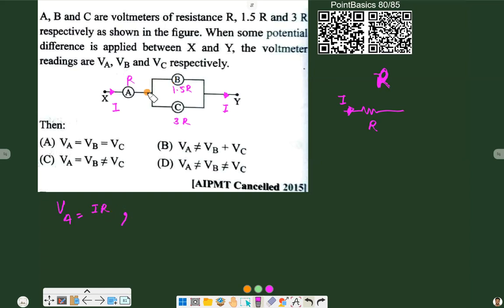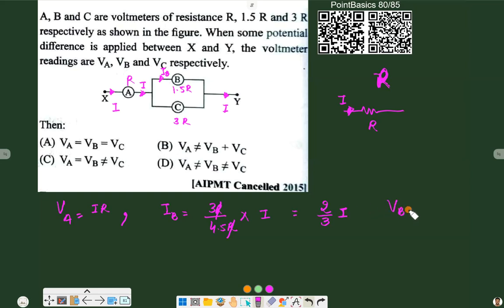Now coming to B and C, this current I will split into two parts, and IB will be equal to the opposite resistance, that is 3R, divided by the total, 3R plus 1.5R, that is 4.5R, into the actual current, that is I. So R gets cancelled and we have 30 by 45, so it will be 2 by 3 of I.